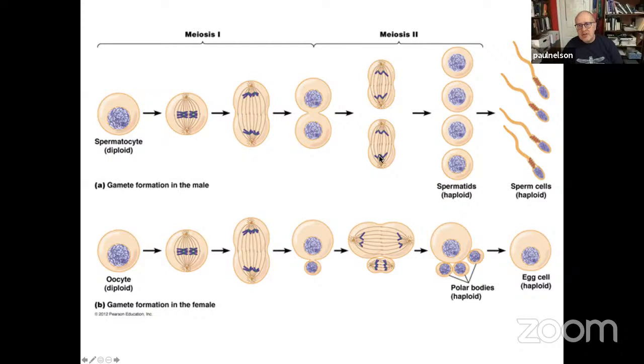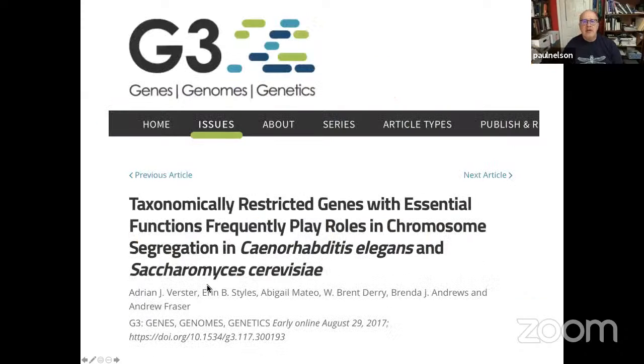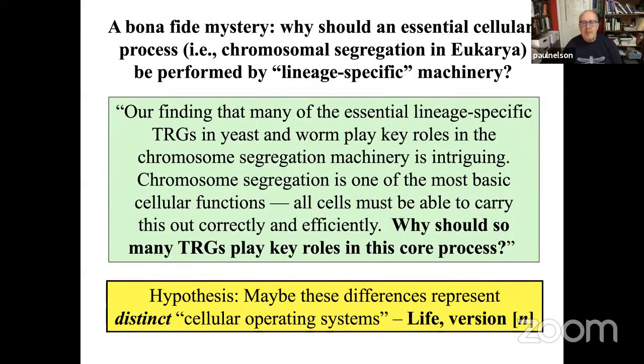And they looked at the machinery involved in this process of pulling the chromosomes apart. It turns out that in very well-studied groups like C. elegans and yeast, the genes and their protein products involved in this essential eukaryotic function are orphans. So in their paper, they said, why should so many taxonomically restricted genes play key roles in this core process? Well, maybe the reason is there's more than one operating system for life. And the expectation based on universal common descent is just not true. So, last slide.